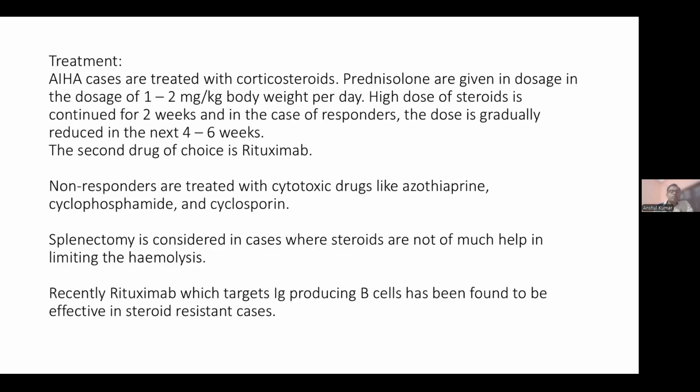The second drug of choice is rituximab. Non-responders are treated with cytotoxic drugs like azathioprine, cyclophosphamide, and cyclosporine. Splenectomy is considered in cases where steroids are not of much help in limiting the hemolysis. Recently, rituximab, which targets immunoglobulin-producing B cells, has been found to be effective in steroid-resistant cases.